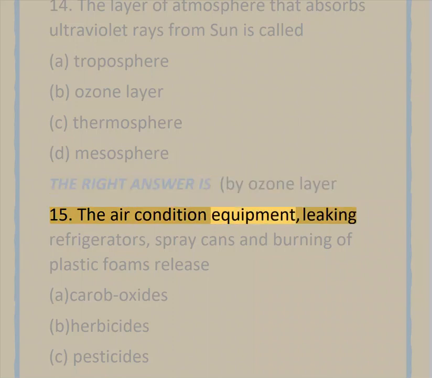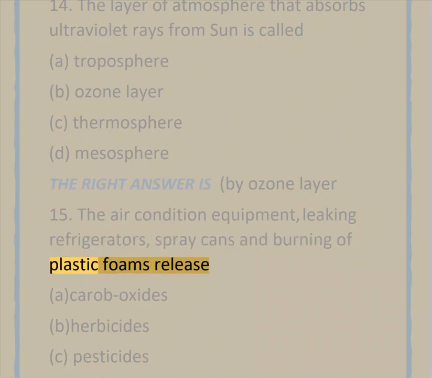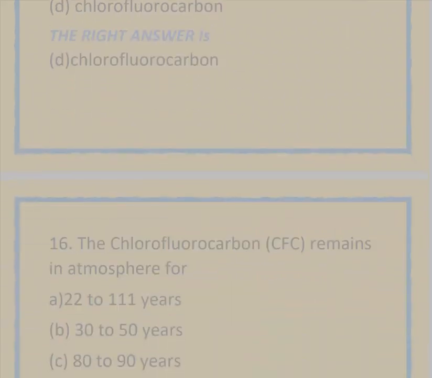15. The air condition equipment, leaking refrigerators, spray cans and burning of plastic foams release A. Carboxyles. B. Herbicides. C. Pesticides. D. Chlorofluorocarbon. The right answer is D. Chlorofluorocarbon.